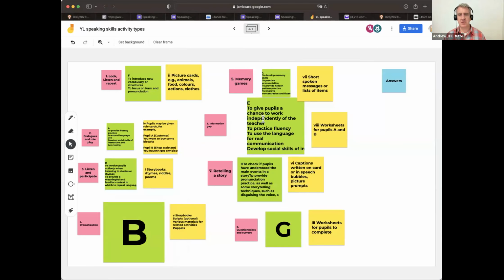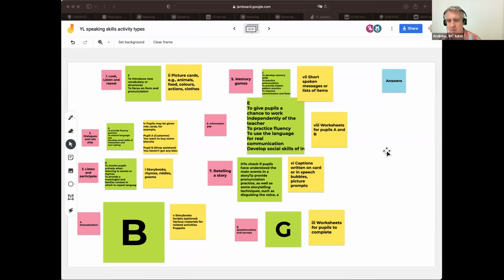On to memory games. There, the purpose is to develop memory skills, to practice pronunciation, and to provide hidden pattern practice to improve concentration and listening. Now, for that, short spoken messages or lists of items can be used for the students to try and remember, right? And then they can pass on the message from what they remember. A bit like Chinese whispers.